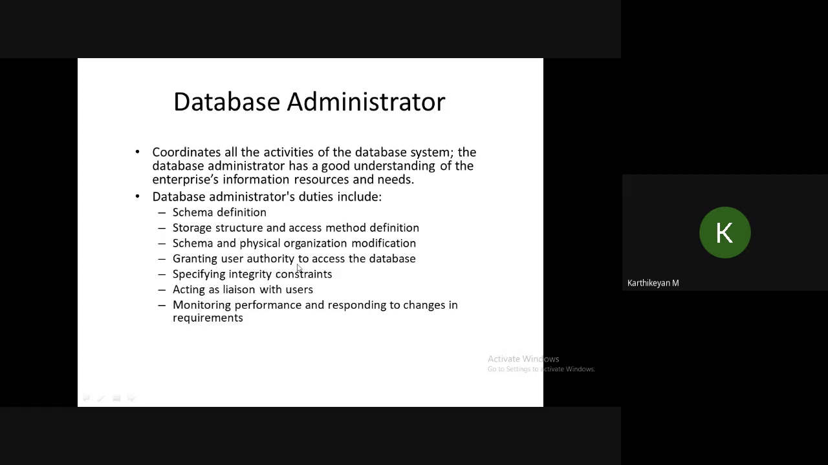And the next role is about the database administrator giving privileges to the user. So what are all the privileges to the user? They can grant permission or revoke permission. Grant means they are giving the permission to the users. Revoke means they are taking back the permissions from the user.